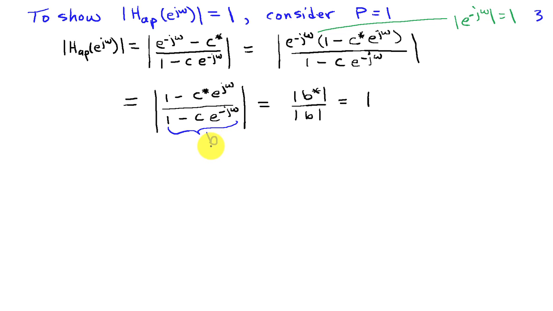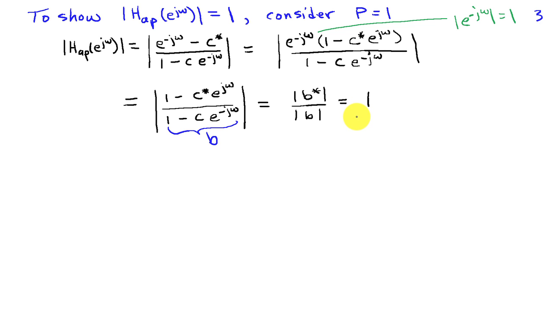Now at this point, a bit of inspection reveals our desired result. Let's call the denominator here b. Well, if we compare the denominator and the numerator, we see that the numerator is just the complex conjugate of b. So what I have here in the denominator is the magnitude of b, and in the numerator, I've got the magnitude of b complex conjugate. Well, the magnitude of the complex conjugate is identical to the magnitude of the number, so that leaves this ratio being exactly 1.